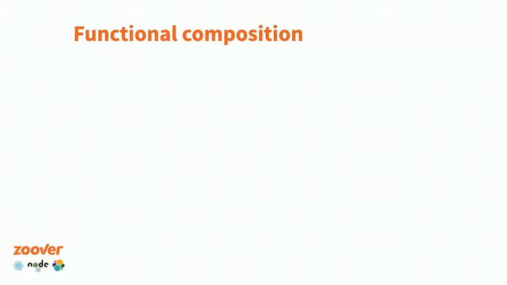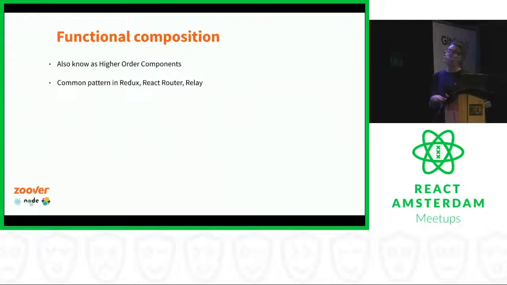Another thing that breaks quite easily is functional composition. Functional composition, also known as higher order components, is basically a function that returns a component that renders another component. It's a pattern that's commonly used in Redux, React Router, Relay. The prime example is the connect function from React Redux. The problem with it though is that it hides components from React Hot Loader.